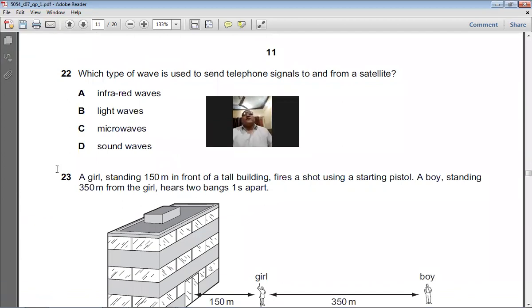Which type of wave is used to send telephone signals to and fro from a satellite? For this purpose, remember, we use microwaves. It's a fact and a very easy fact. Remember this: for satellite communication, we use microwaves.